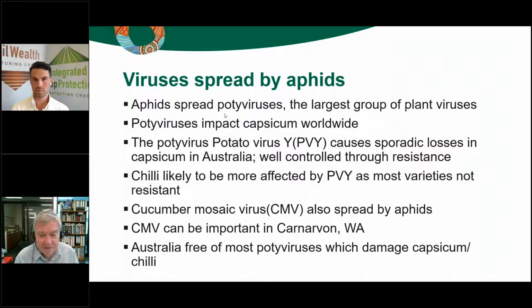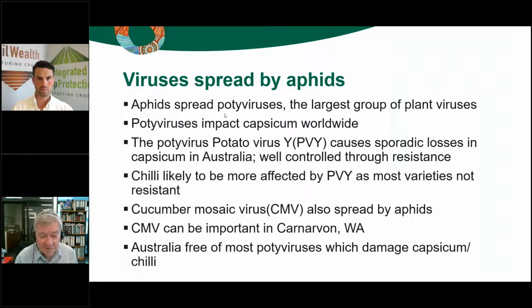The one that we do have here is potato virus Y, or PVY, and again that causes some sporadic losses in capsicum in different districts, but most varieties are now resistant, so the incidence or level of PVY in capsicum has decreased a lot, I'd say, in the last decade or so. It's not as good in chili, where many chili varieties still seem to be susceptible to PVY.